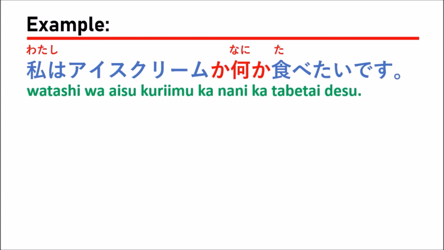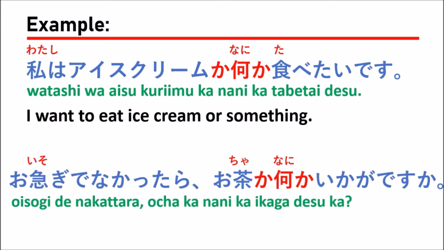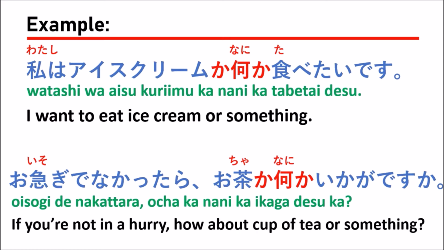The next, 私はアイスクリームか何か食べたいです。Which means, I want to eat ice cream or something. The next example: お急ぎでなかったらお茶か何かいかがですか？Which means, if you are not in a hurry, how about a cup of tea or something?